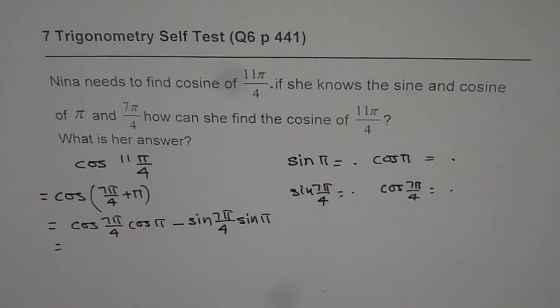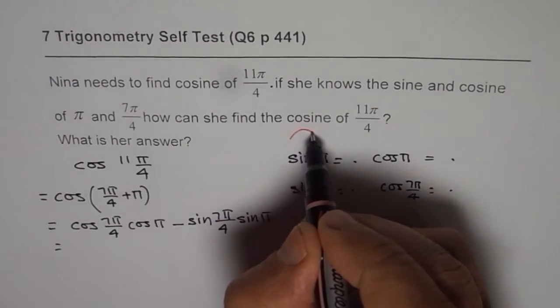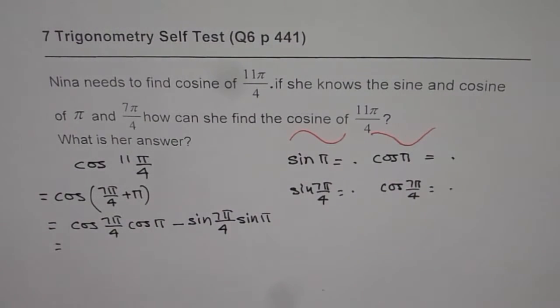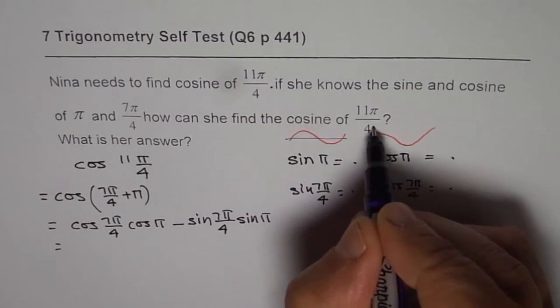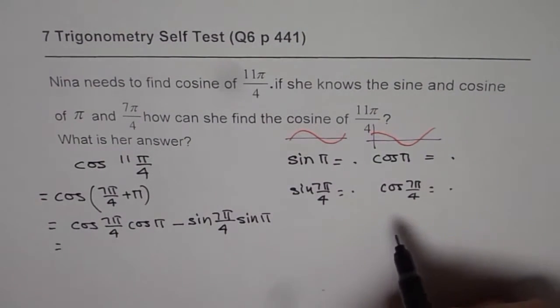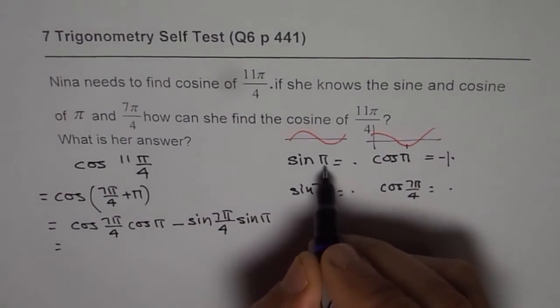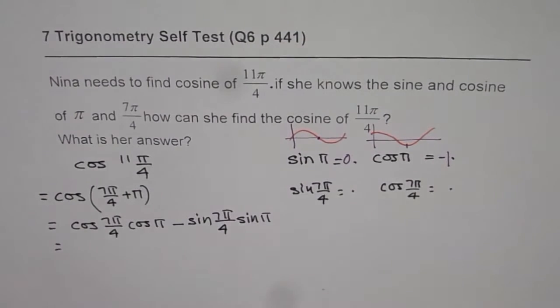Now what are these values? To find the value of sine and cosine of these angles, I always refer to this standard graph. That helps. Now for cos pi it is minus 1, so let me write minus 1 here. For sine pi it is 0.